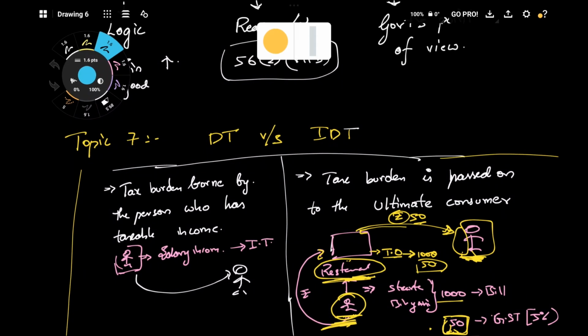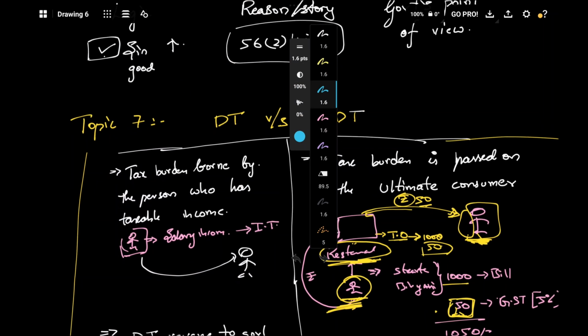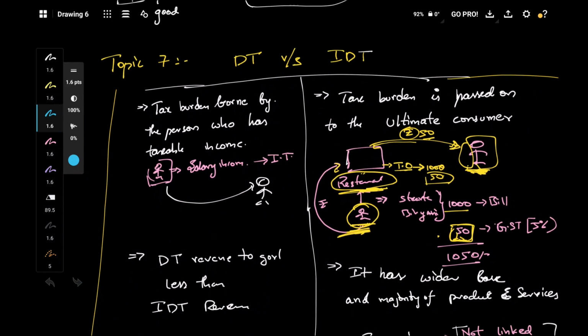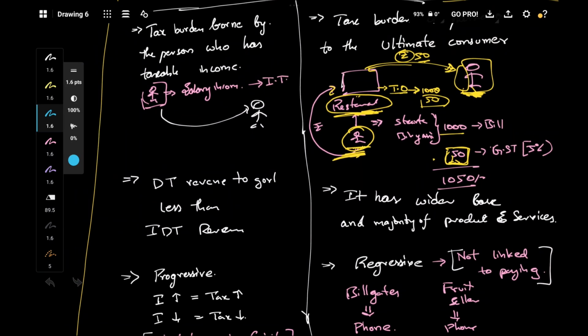In case of DT, the tax burden is borne by the person who has taxable income, for example a salaried person. In case of IDT, the tax burden is passed on to the ultimate consumer. If we go to a restaurant, we'll eat in the restaurant, and the restaurant person should pay some tax on the sale to the government. But actually, the restaurant person will pass on the burden to us.